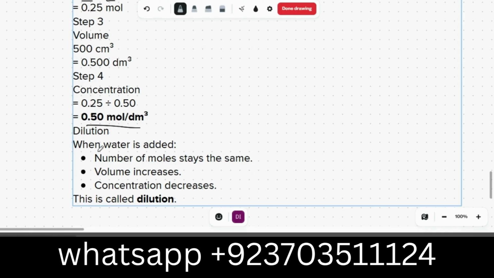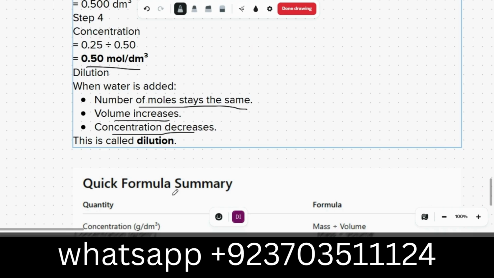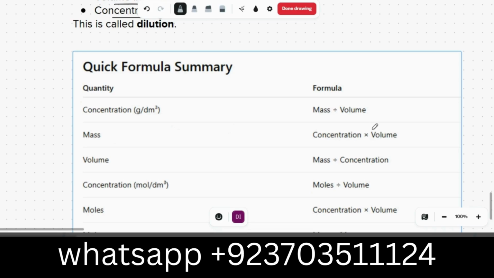Dilution: when water is added, the number of moles remains the same and the volume increases. So the concentration decreases. This is called dilution, which we do when we need a dilute solution, mostly on acids to minimize their harm.